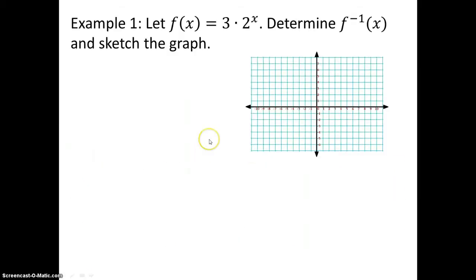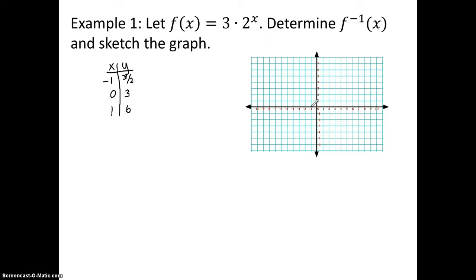All right, so we move on to our first example. Let f of x be 3 times 2 to the x. We're going to determine the inverse and sketch the graph. So we could make a table of values for x and y of f of x. Let me use -1, 0, and 1 here. So -1 is going to give me 3 halves. This is going to give me 3. It's going to give me 6.